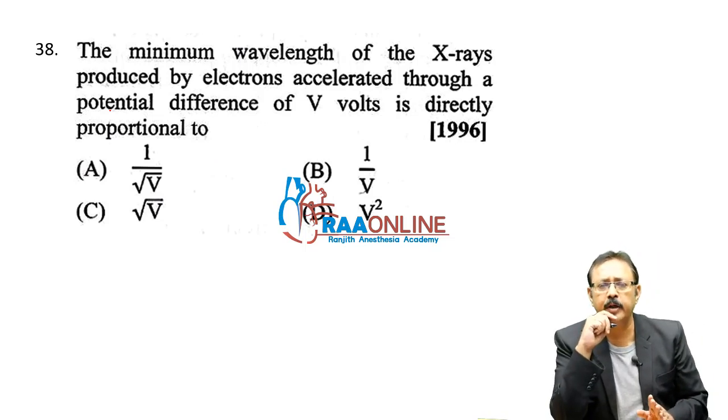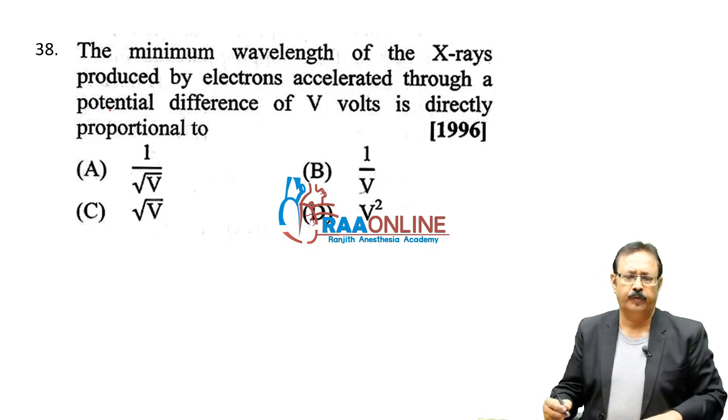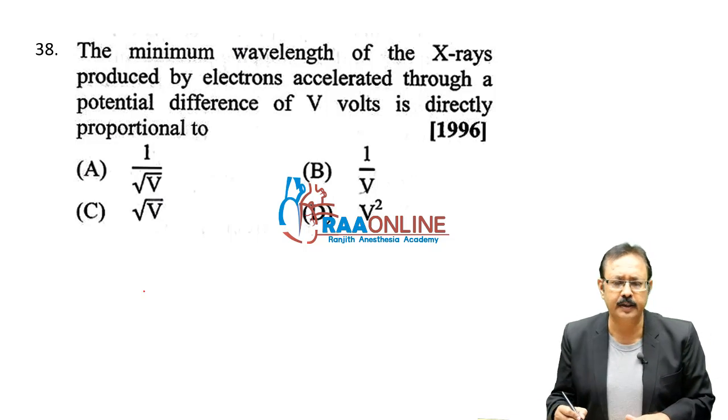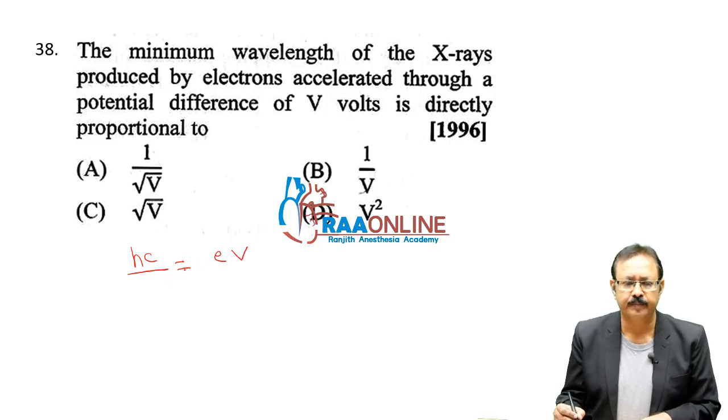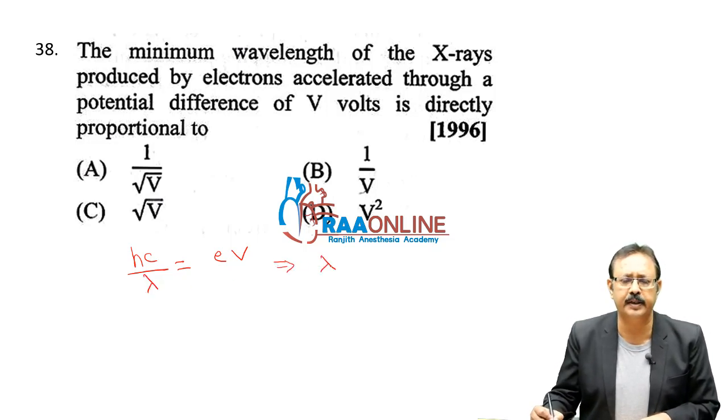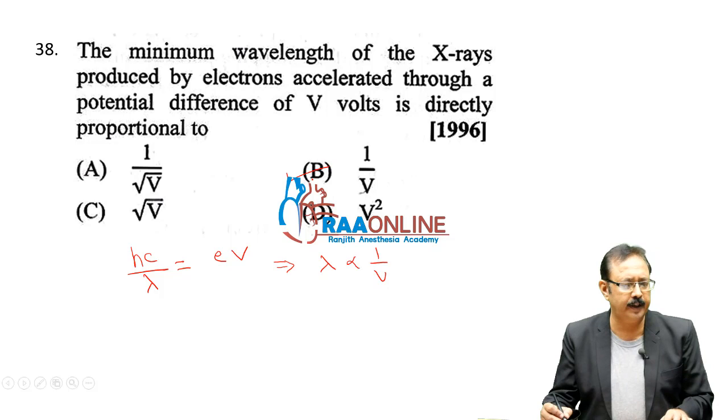38. The minimum wavelength of the X-ray produced by an electron accelerated through a potential difference of V volt is directly proportional to what? We know that energy is hc by lambda. But energy is charge into potential difference, electronic charge into potential difference, equals hc by lambda. h, c and e are constant, so you can see lambda is inversely proportional to V. So we are going with option B, 38B.